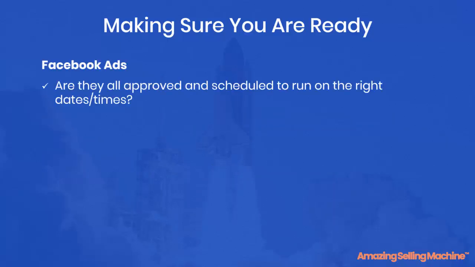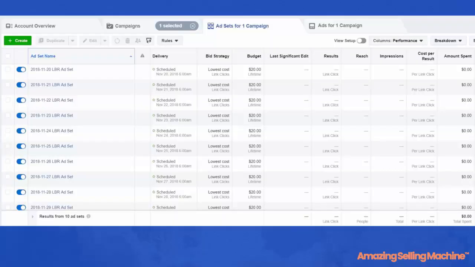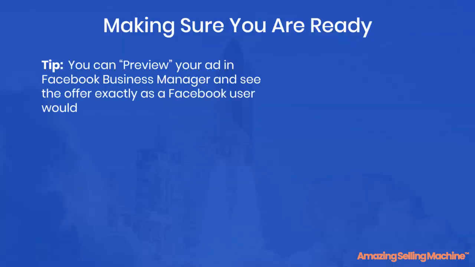For your Facebook ads, you want to make sure that they're all approved and scheduled to run on the right dates and times. And remember back from our previous lesson where we set them up, it should look something like this. Now here's a tip about your Facebook offers. You can actually preview your ad inside Facebook Business Manager and see what the offer would look like exactly as a Facebook user sees it.